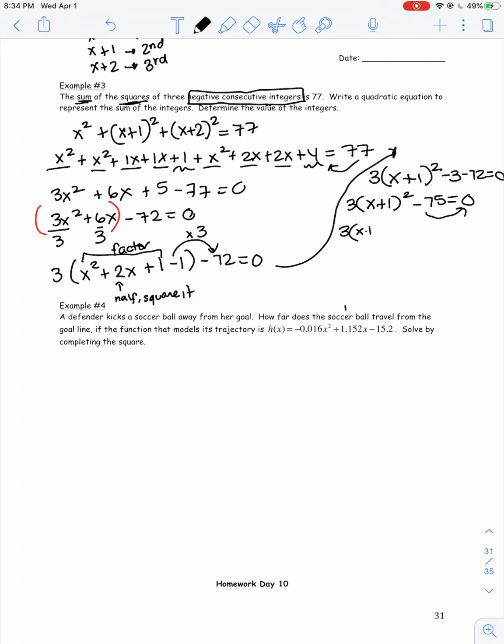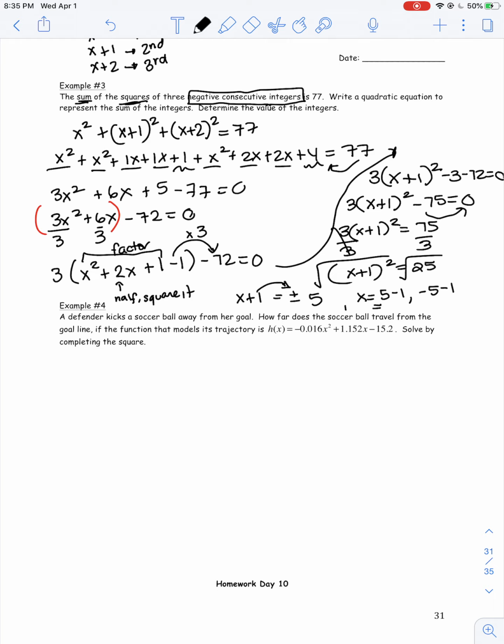Now we're going to start bringing stuff to the other side. So it's going to be 3(x plus 1) squared equals positive 75. Then we're going to divide by 3 on both sides, leaving us with (x plus 1) squared equals 25. And then square root both sides, leaving us with x plus 1 equals positive negative square root of 25, which is 5. So that means that x could equal positive 5 minus 1, if you bring that 1 over, or it could equal minus 5 minus 1. So the first answer could have been 4, the second answer could have been negative 6.